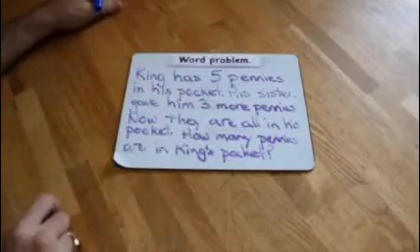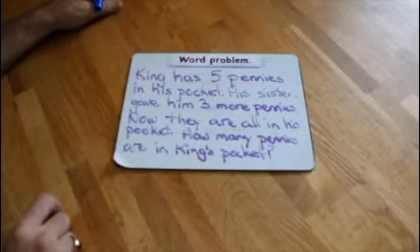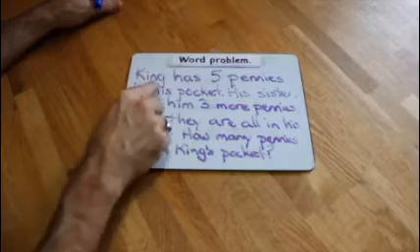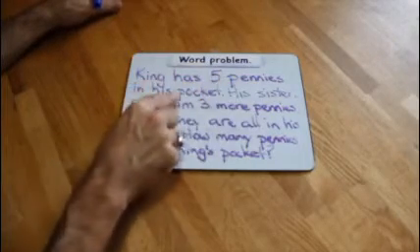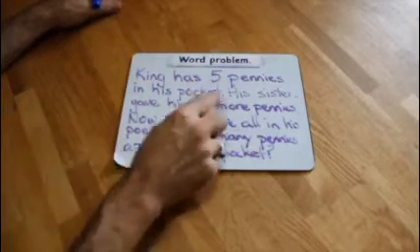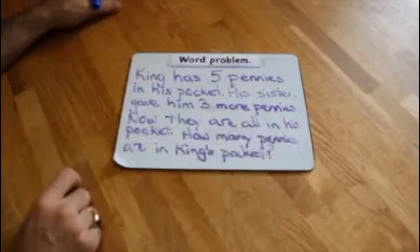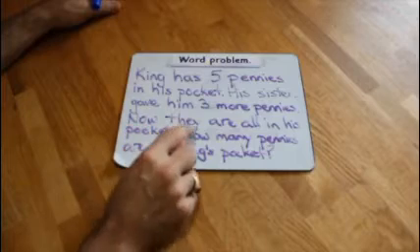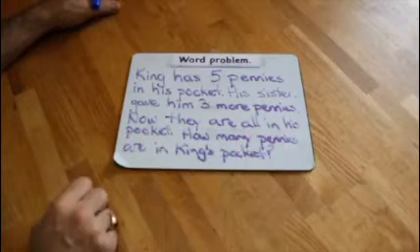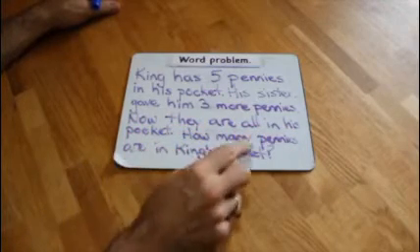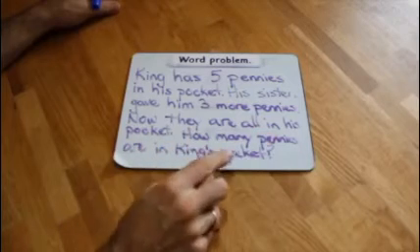Word problem. Okay, here we go. Let's listen and get all this good information. King has 5 pennies in his pocket. His sister gave him 3 more pennies. Now they are all in his pocket. How many pennies are in King's pocket?